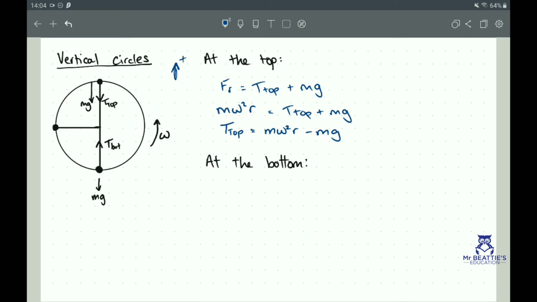Okay, and then if we consider the vertical circle at the bottom, the tension is going to be acting towards the centre, but the weight is going to be acting in the opposite direction. Since the resultant force of these two has to be equal to the centripetal force, we're going to have a bigger tension at the bottom. If we write this out, the resultant force is going to be equal to T at the bottom take away mg, because they're acting in opposite directions. The mg is acting downwards and I'm saying tension upwards is going to be our positive.